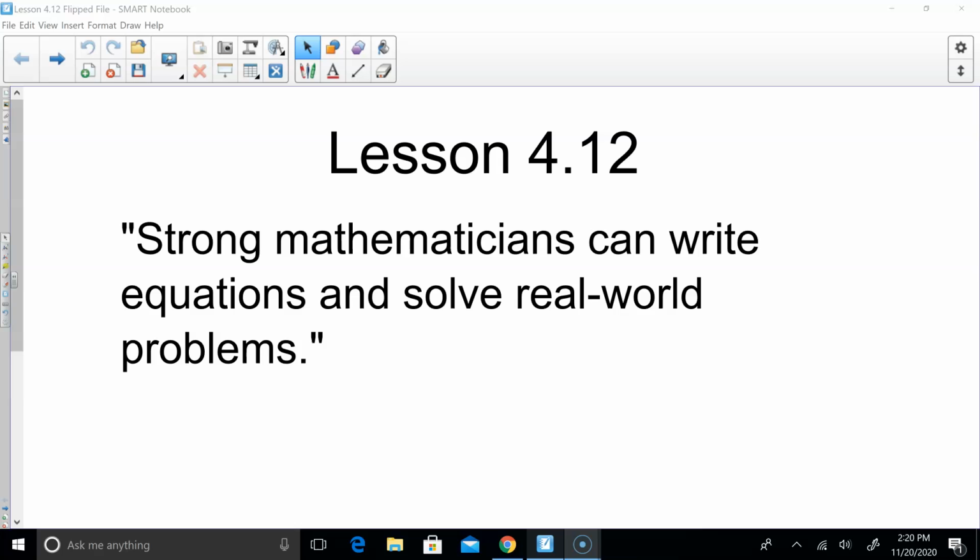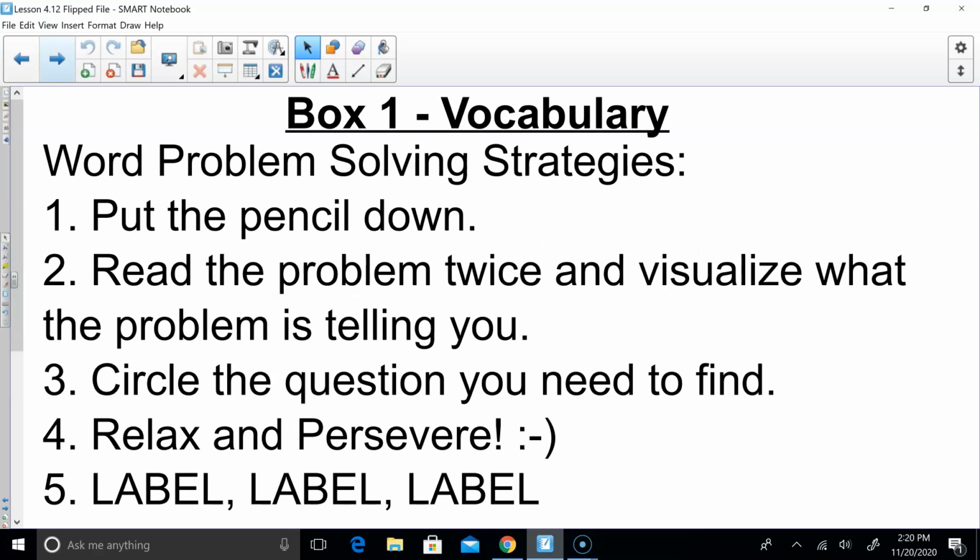Today, strong mathematicians can write equations and solve real-world problems. And just when you thought we could get away from word problems for a while, we're back at them, but we can tackle them because we've got the skills and strategies to be successful. So grab your notebook, grab your pencil, jot down today's date, jot down the name of the lesson, and let's get started.